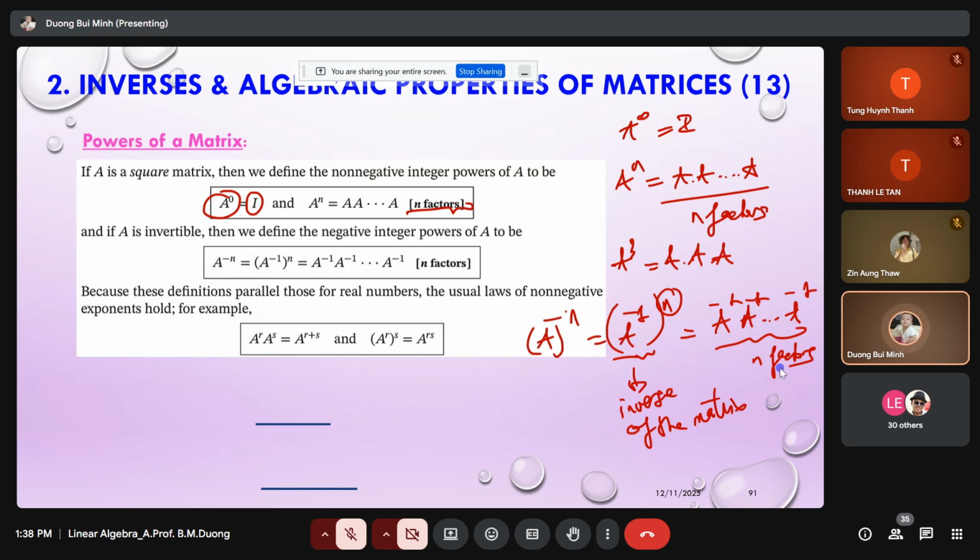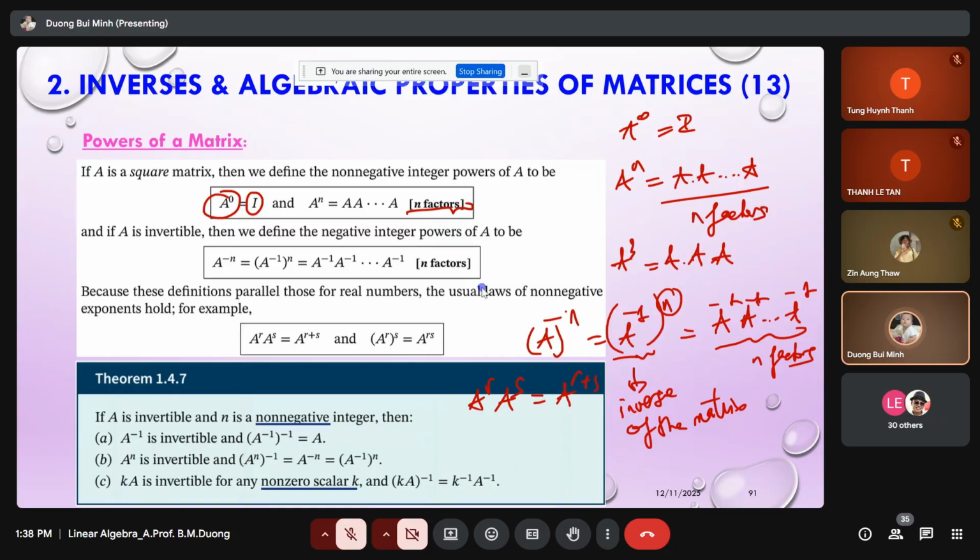And next one, we have A to the power of R and A to the power of S. So we can get A to the power of R plus S, very easy, you know. We summarize here. If A is invertible and n is a non-negative integer, that means n must be a positive integer.